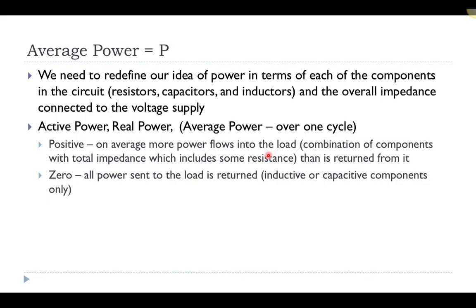So in our previous picture, the positive values for the power were always on average larger than the negative values. And those values are going to end up being the active powers that we're going to see. And then there's also situations, of course, where you could have zero power. And if you had zero power, then all the power that's sent to the load is actually returned back to the load. And that would be a situation where you only have an inductor or a capacitor component connected to the power supply.